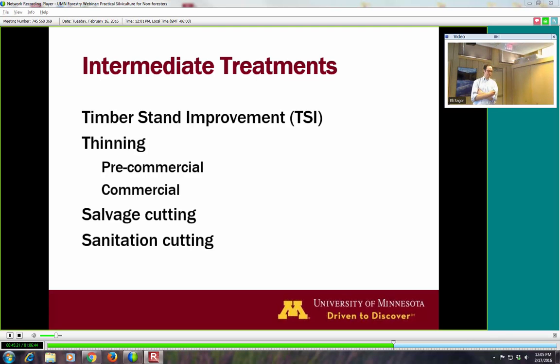Thinnings can be pre-commercial, which means they cost you money or you can't make money on them, or commercial, meaning they generate net revenue. Intermediate treatments can also be salvage or sanitation cuts. Salvage harvests are designed to salvage value from a stand that's either been damaged or is undergoing some sort of forest health problem. Sanitation cutting is designed to remove generally forest health problems before they can expand and impact more of the stand. So again, there's a wide variety. I don't have time to go into all of them.